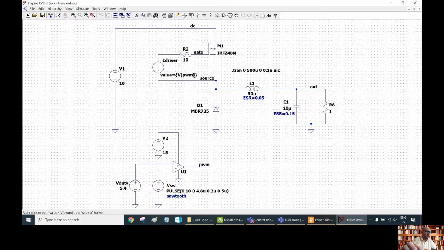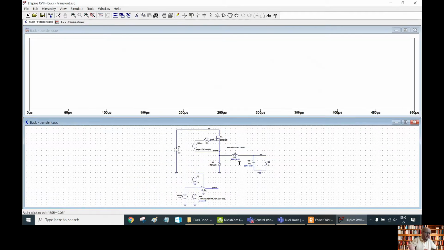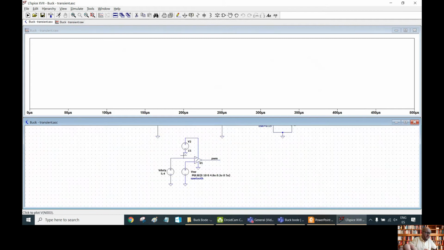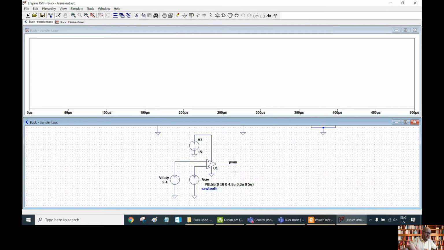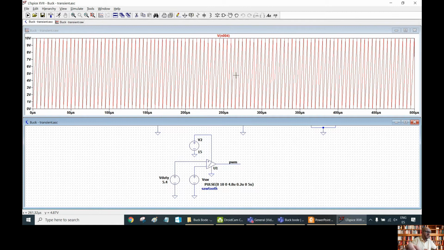Now we are going to start the simulation and see some of the results. We can see here, for example, how the modulator is operating. We can see the sawtooth waveform here, and then we have the duty cycle signal, which is a constant value, and then we can see the PWM waveform.